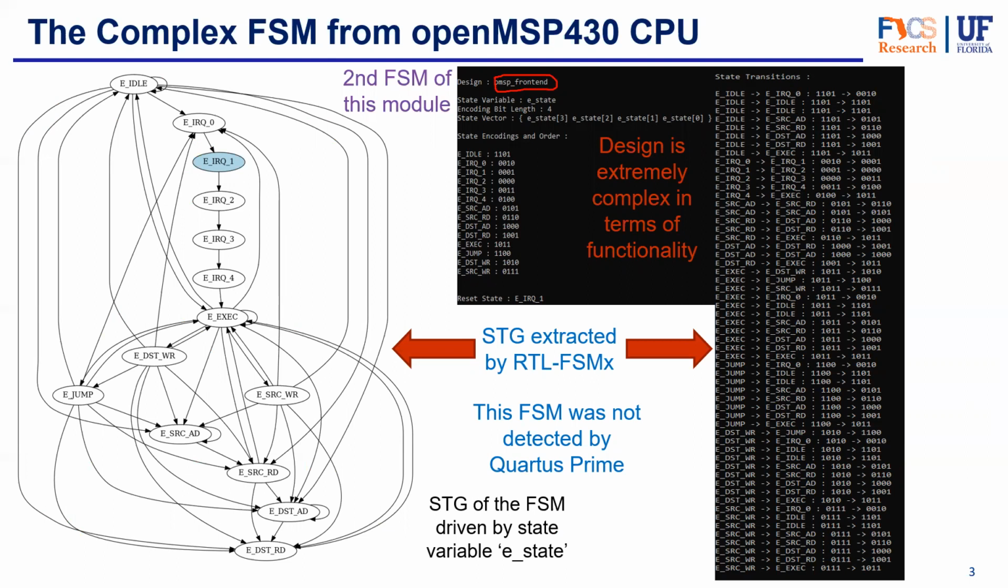This FSM was not detected by Quartus Prime. Quartus Prime has a feature called FSM Viewer, where you can view this sort of bubble diagram of a control FSM, but this FSM was skipped by Quartus Prime. But RTL-FSMx is able to handle that, and it provides you this very beautiful STG along with the state transition graph in text format as well. This design is also extremely complex. If you look into the RTL, you will get that idea, so I will not talk about that more.